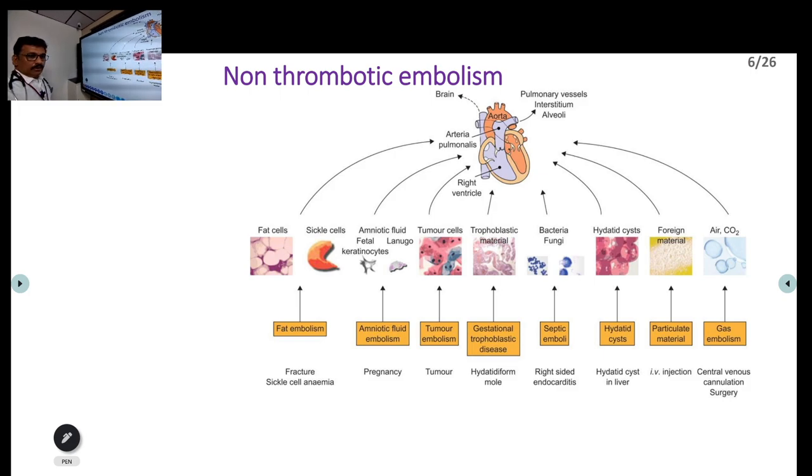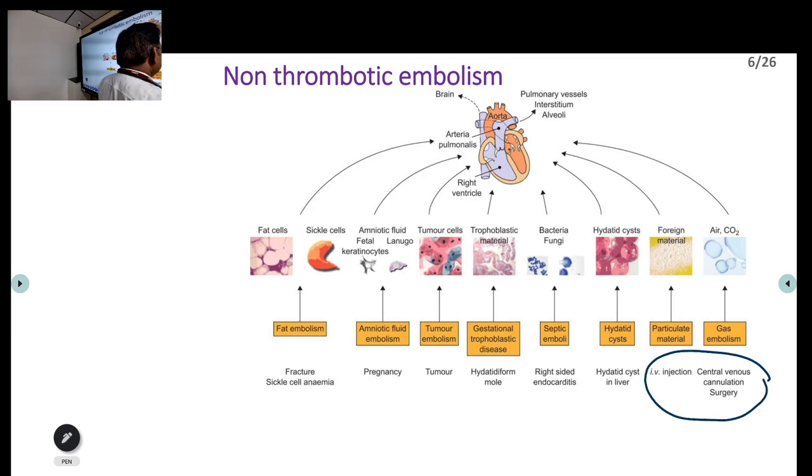Now, there are a lot of causes for pulmonary embolism. We have already seen fat embolism, sickle cell anemia, amniotic fluid embolism, tumor cell embolism, bacteria, that is sepsis, septic emboli, hydatid cyst emboli, then foreign material injection can sometimes produce air and gas embolism. That is mainly occurring as a hospital acquired problem.